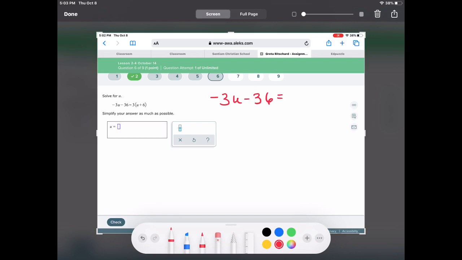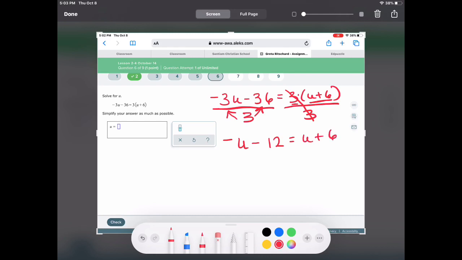Let's do the distributive. No, let's not. Let's do it this way. Let's go ahead and just divide by 3, because that's 3 times that. You have 2 factors on the top. You can divide by 3. And the reason I'm going to do that is because I see lots of 3's going on. Remember that I have to divide by 3 in both places. So I'm going to end up with -u minus 12 equals u plus 6. Okay?